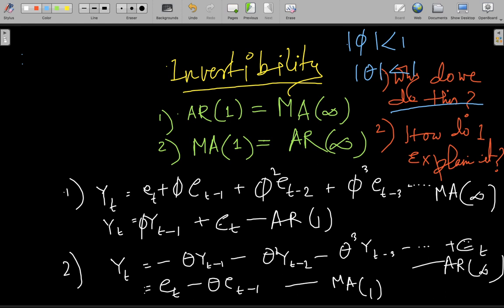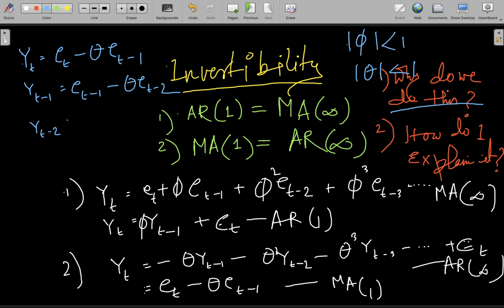the MA series where I write yt for different periods. So yt equal to et minus theta et minus 1, right? Now if I write yt minus 1, I will write et minus 1 minus theta et minus 2. Or if I write yt minus 2, then I'll write et minus 2 minus theta et minus 3. Okay, so this is how I will write my different equations in my MA series.